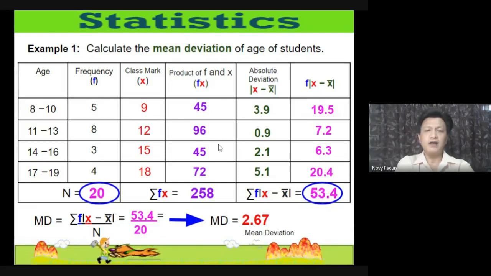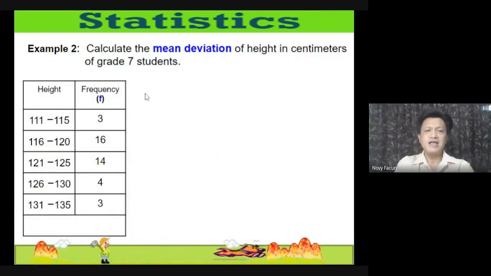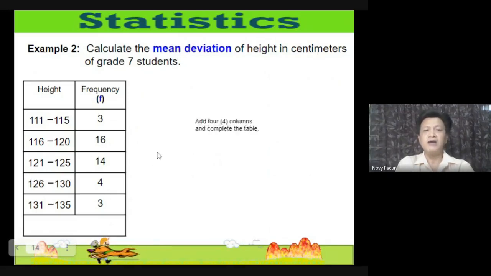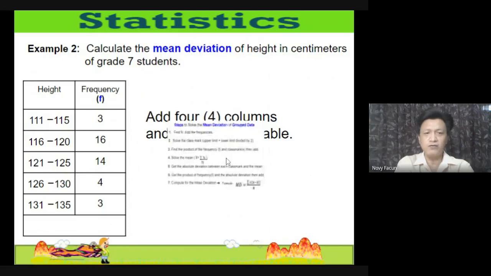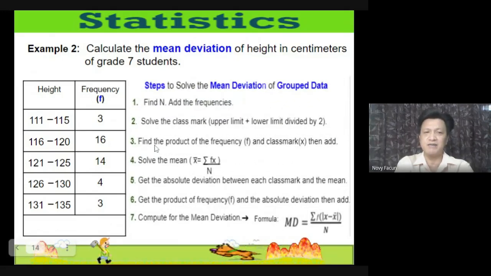Okay, so with that, let's have another example. Calculate the mean deviation of height in centimeters of grade 7 students given the height in centimeters and the frequency. Ano ba yung gagawin natin? Mag-add lang tayo ng 4 columns and complete the table. And of course, apply or use the steps to solve the mean deviation of group data.